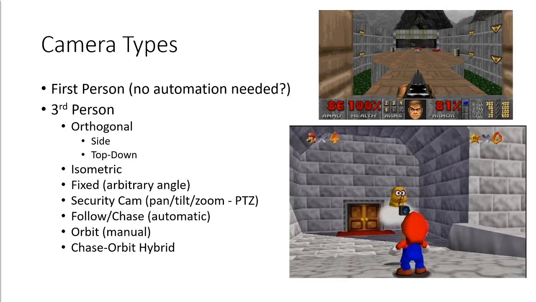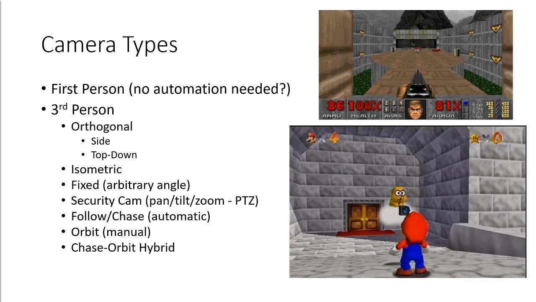So there are different camera types that are employed in different games, which we've discussed a little bit. For instance, the first person view, where generally there's probably no automation needed, but there could be transitions from that first person view, maybe to cutscenes, for instance, running within the game engine. But third person types of views tend to be much more interesting, at least from an AI perspective.